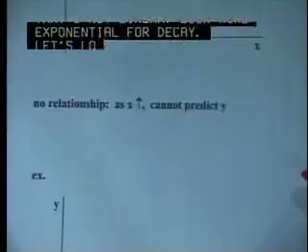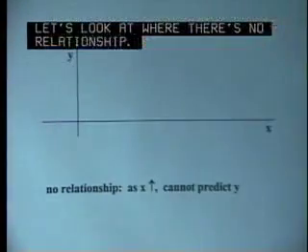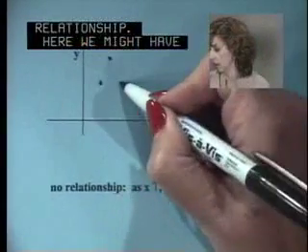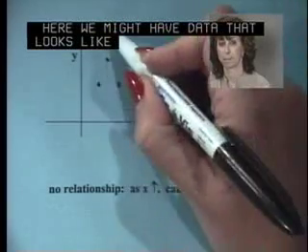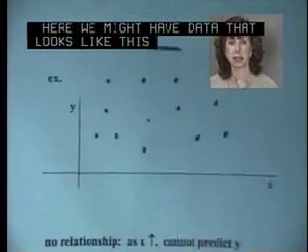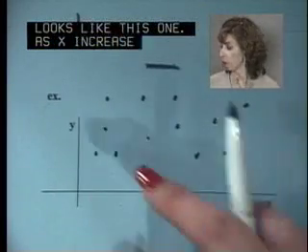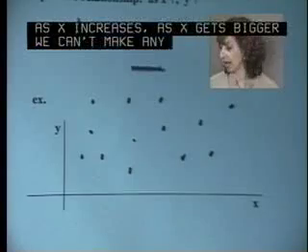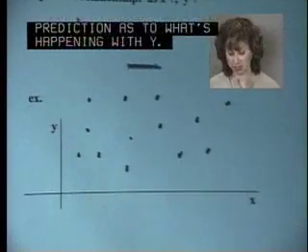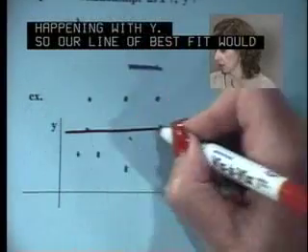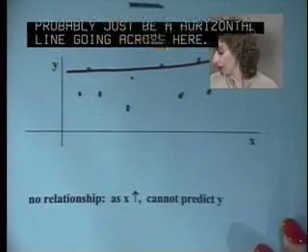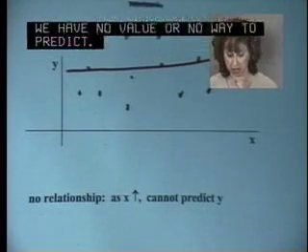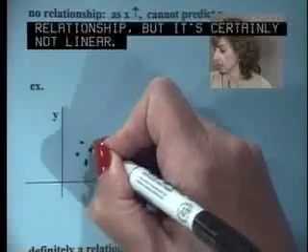Let's look at where there's no relationship. Here we might have data that looks like this one. As x increases, as x gets bigger, we can't make any sort of prediction as to what's happening with y. So our line of best fit would probably just be a horizontal line going across here. We have no value or no way to predict. The last case that we're going to look at is one that has a relationship, but it's certainly not linear. Let's look at this data.